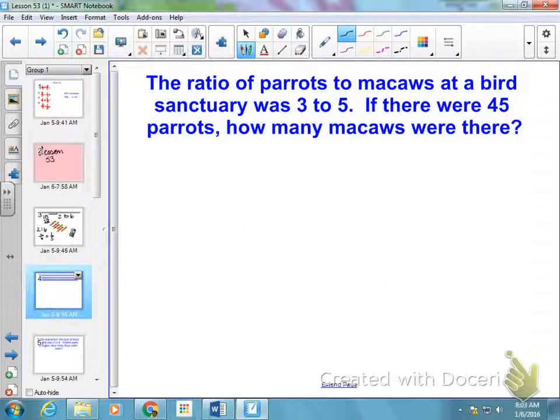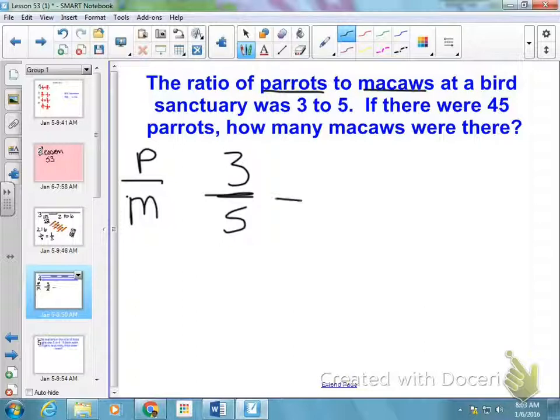Now for this one it says the ratio of parrots to macaws at a bird sanctuary was 3 to 5. If there were 45 parrots, how many macaws were there? What I'm going to do is set it up. First of all, I'm going to look at how it was written. I know it's parrots to macaws. So I'm going to make a note over here, parrots, just so I can remember that the top number represents the parrots. So there were 3 parrots to 5 macaws. And if there were 45 parrots, now remember the parrots are the top number, so that 45 is going to be right here on top.